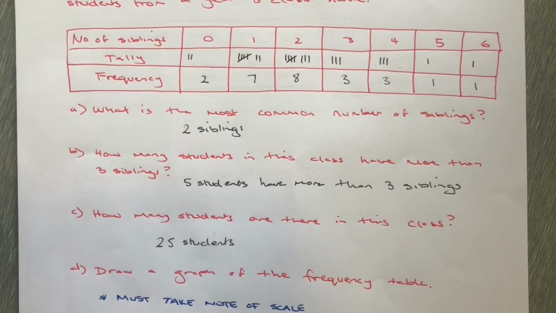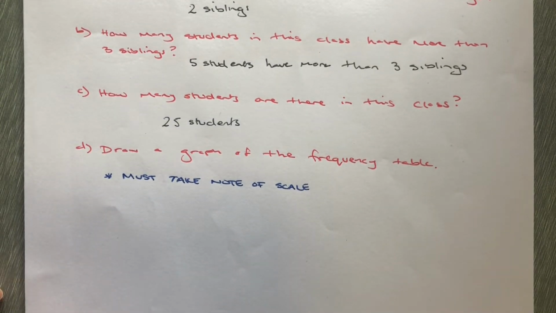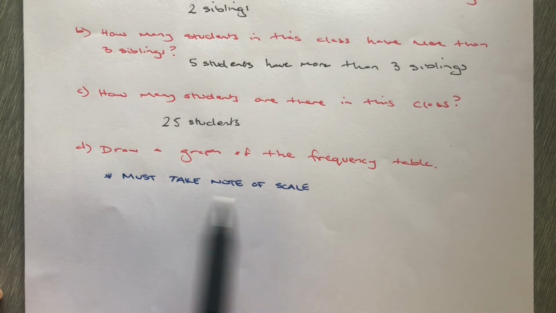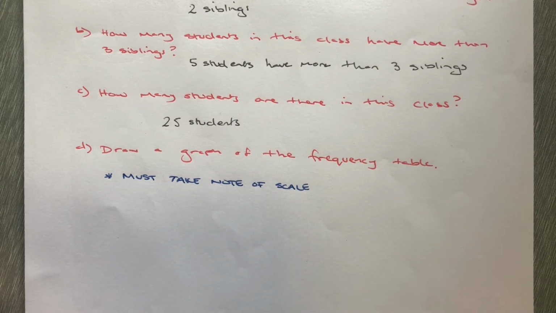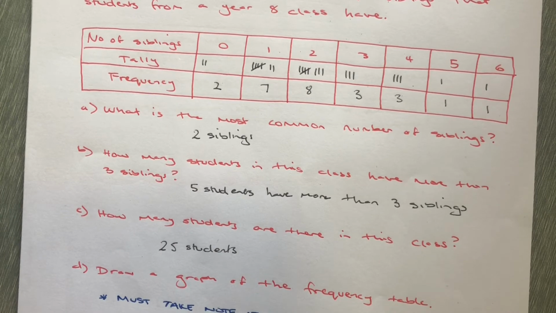Now the next one, this is the new stuff. Draw a graph of the frequency table. And I've put down here in bold, we must take note of the scale because we want to make sure we have enough room to fit all the information in.